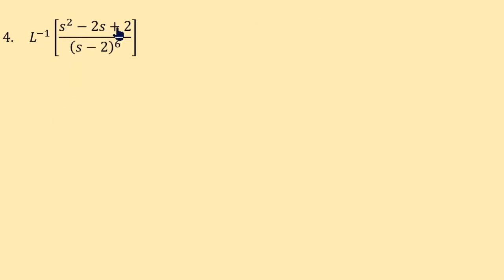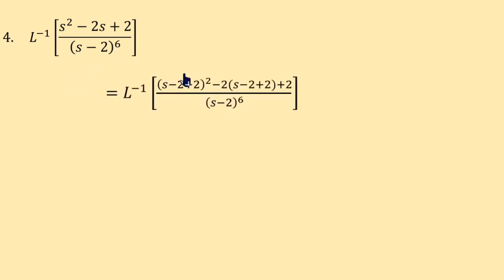S square minus 2s plus 2 by s minus 2 whole power 6. So in the denominator s minus 2 whole power 6. Therefore, in the numerator s is replaced by s minus 2 plus 2. That means s only. But first write it as s minus 2 plus 2. S minus 2 plus 2 is nothing but s. Therefore, s square becomes s minus 2 plus 2 whole square minus 2 times s minus 2 plus 2, plus 2. This is the first step. Now this becomes a function of s minus 2.